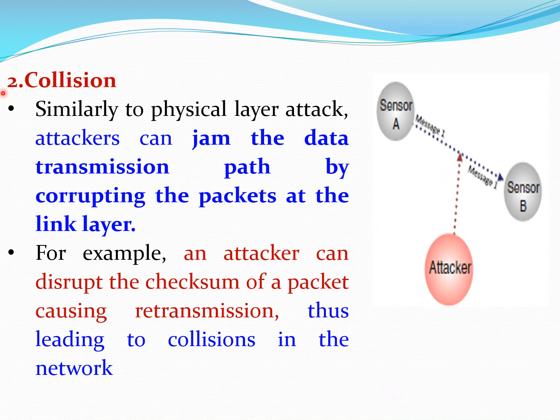The second bacterial attack is called collision. Similar to physical layer attacks, attackers can jam the data transmission path by corrupting the packets at the link layer. See here, you have a sensor node A and a sensor node B. The attacker disrupts the checksum of a packet, causing retransmission, thus leading to collisions in the network. So the attacker corrupts the packets, for example, it disrupts the checksum of a packet, causing retransmission.